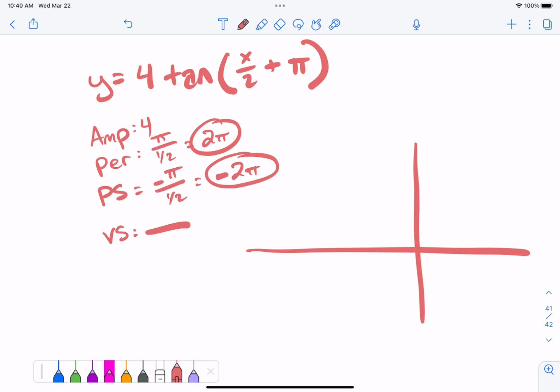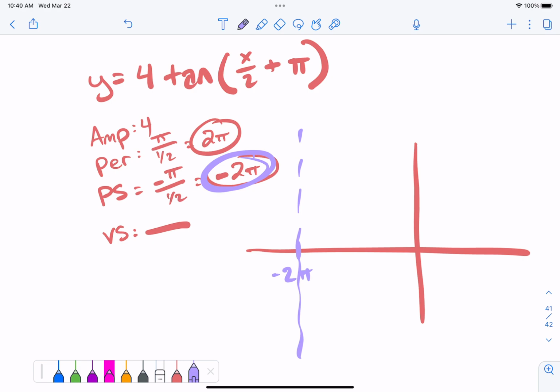You moved him up 4 instead of making the amplitude 4. That's what I did. 1/2, 2 pi. Oh, you're right. If he's starting at negative 2 pi for a phase shift, start him over here at negative 2 pi. Oh yeah, then I was right.